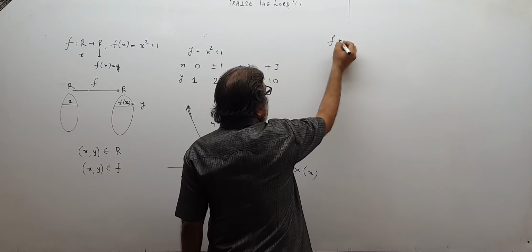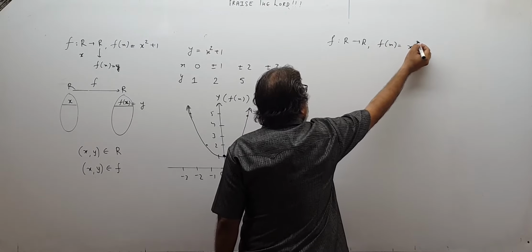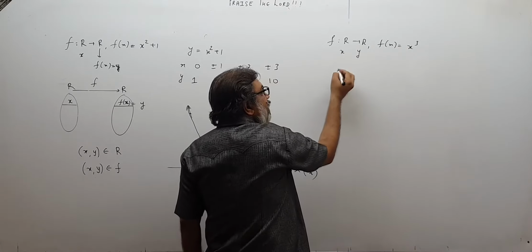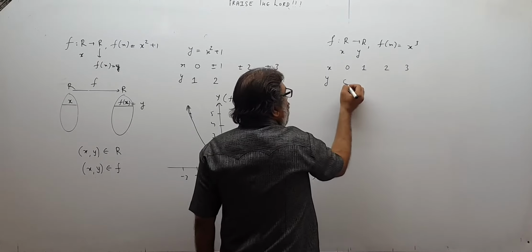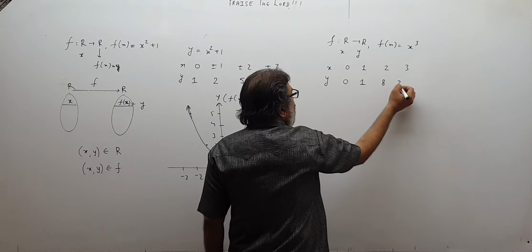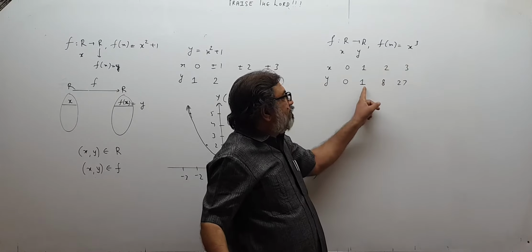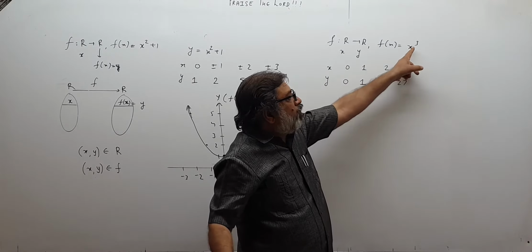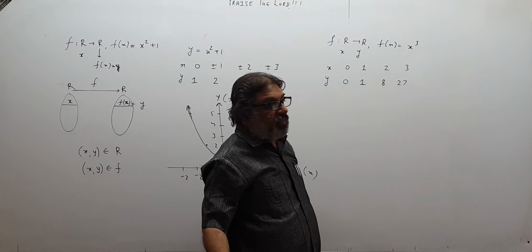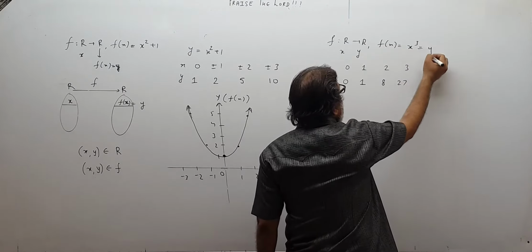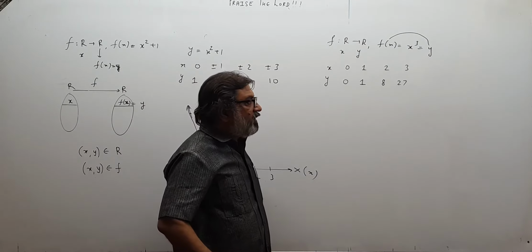Similarly, if f is a function from R to R and f(x) is x cube, from here I get x, from here I get y. x and y: 0, 1, 2, 3, and 0, 1, 8, 27. f(x) is x cube, so when x is 1, 1 cube is 1. When x is 2, 2 cube is 8. When x is 3, 3 cube is 27. f(x) means y. This I told, f(x) and y are same. f(x) equal to x cube or y equal to x cube, one and the same thing.